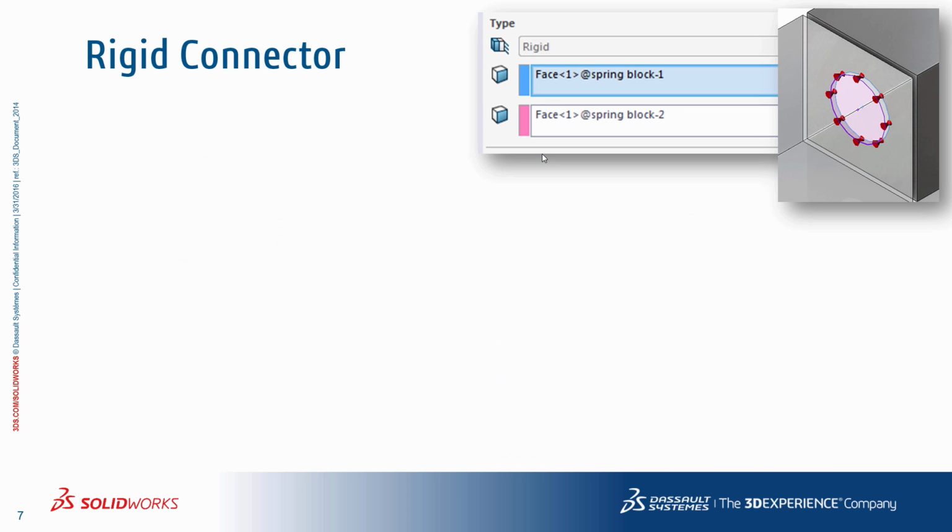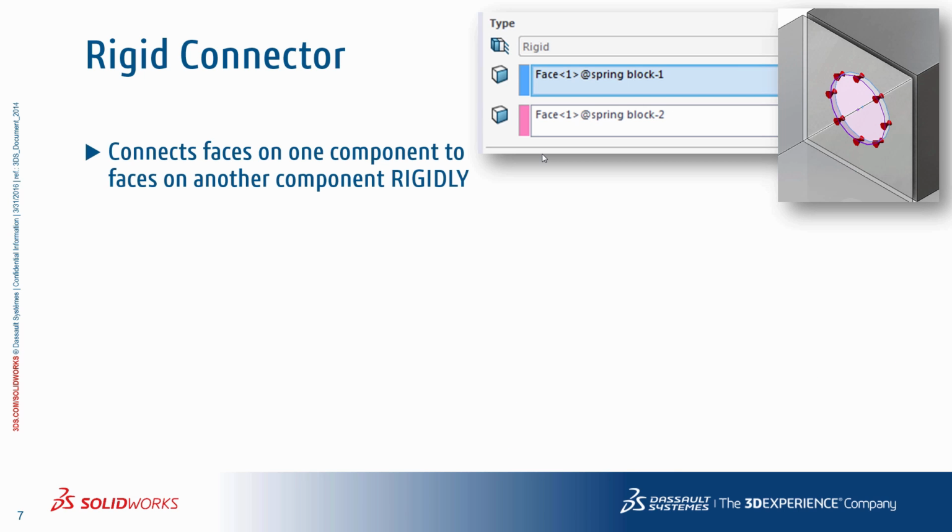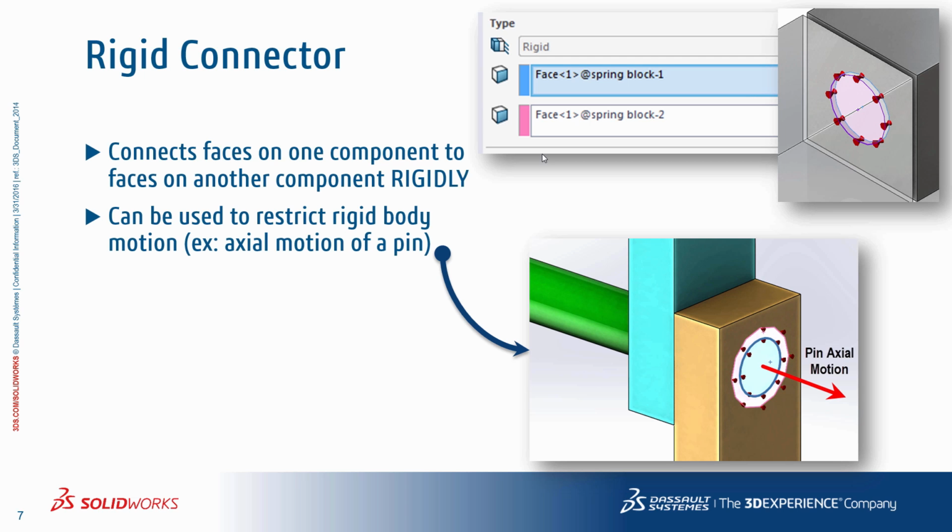Let's move on to the rigid connector. The rigid connector ties two faces together rigidly. The word is intentionally emphasized since rigid really means rigid. It can be used as a means to constrain any undesirable rigid body motion as long as the place where the rigid connector is applied is of no interest to us.